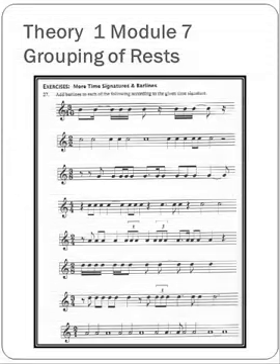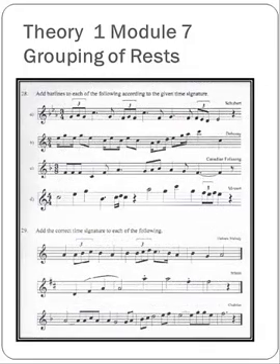Number 27 on page 64. Add bar lines to each of the following according to the given time signature. Okay? Just remember where your unit beat is and how many beats are in each measure. On page 65, add bar lines to each of the following according to the time signature. And number 29, add the correct time signature to each of the following.